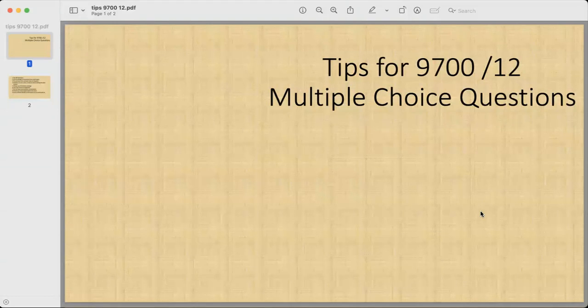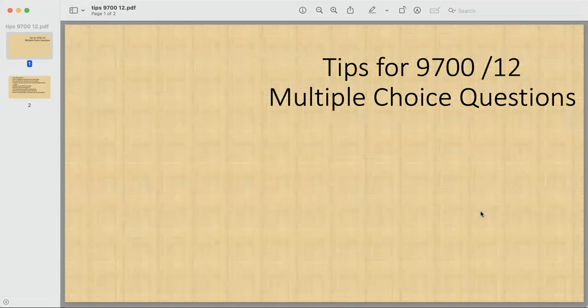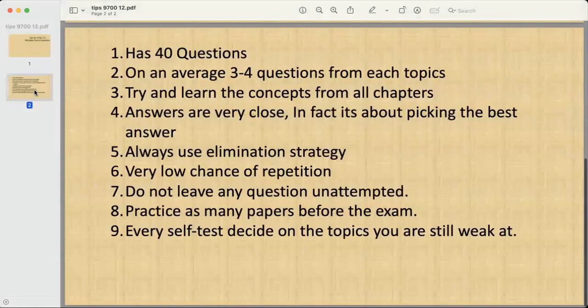So we are going to start with a few tips. I know for the May-June series, the multiple choice exam is scheduled in a few days. So these are tips for the students before they start revising and start working towards the exam. These are a few pointers for everyone.